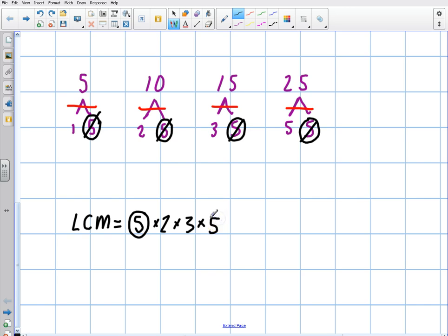So again, what is my least common multiple here? Well, 5 times 2 is 10. 10 times 3 is 30. 30 times 5 is 150. So there's my least common multiple of 5, 10, 15, and 25. So when you get into fractions like this, it's very important to understand how to find the least common multiple.